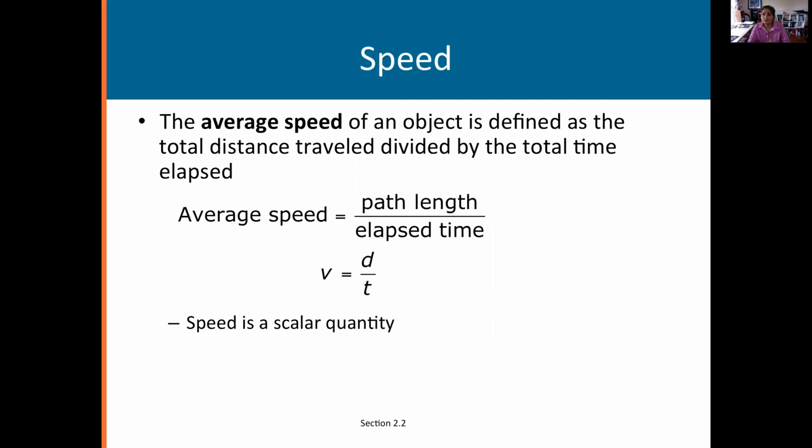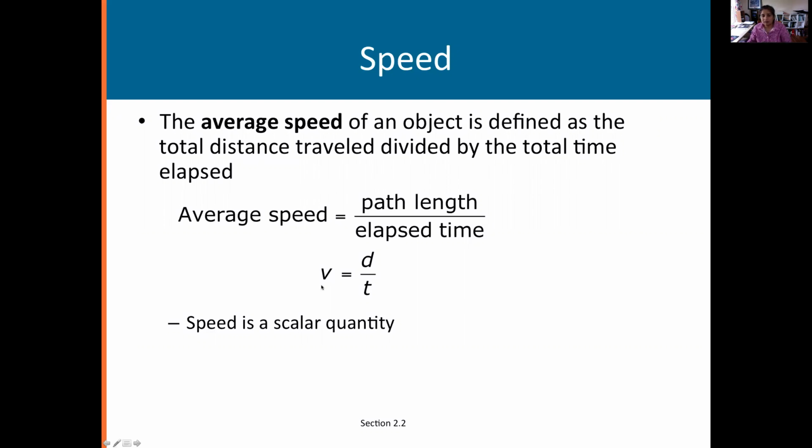So we have a common feeling about the term speed. If I say, what was your speed driving to work from home? You might take your total distance, say 30 miles, and it might have taken you 30 minutes to drive. You're going to divide the total distance, 30 miles, divided by the total time, half an hour, and calculate your average speed, right? So average speed is just the entire path length, which is the total distance that you travel, divided by the time elapsed, the time it took you to cover that path, right?